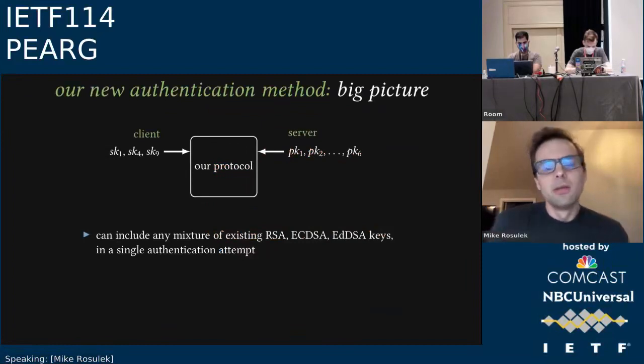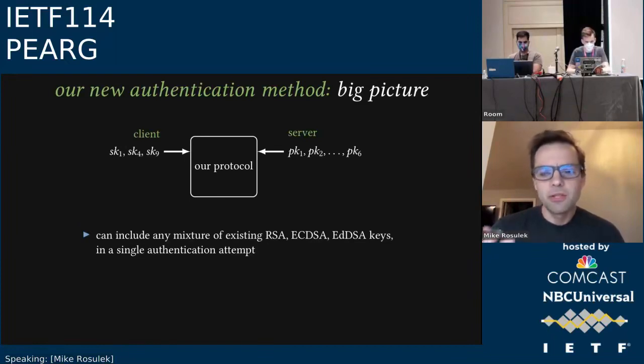So I'll give you the big picture of this new authentication method that we have designed for SSH. It kind of works like this. The client has several secret keys that it knows, and the server has several public keys that are authorized. Those are the inputs to the protocol. And you can see in this case, SK1 is supposed to go with PK1, and SK4 is supposed to go with PK4, for example.